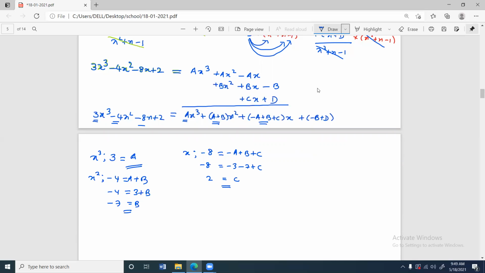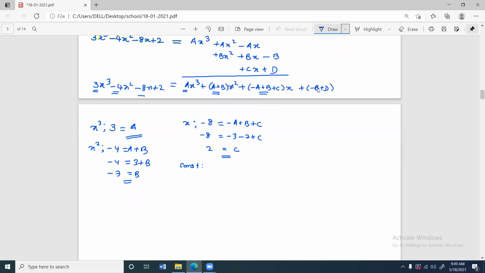Then we need to get the constant terms. The constant term here is 2. On this side the constant term is -b + d. We know that b is -7, so 7 + d = 2. So d = 2 - 7, which is -5. Okay, now I know the values for a, b, c, and d.